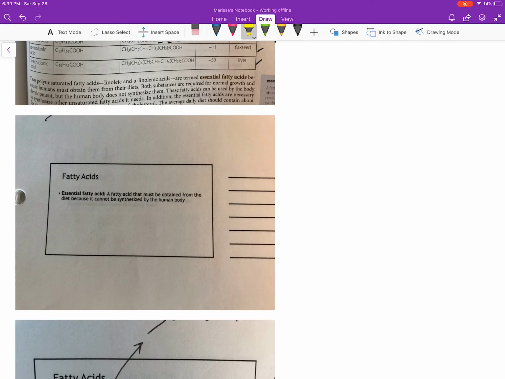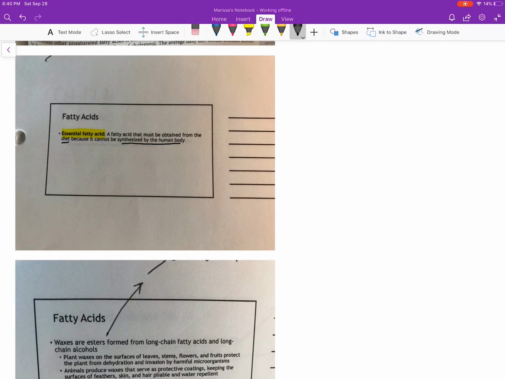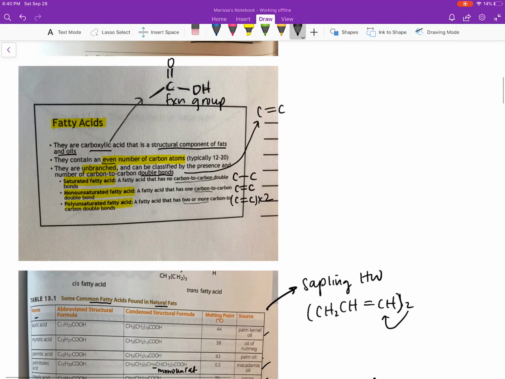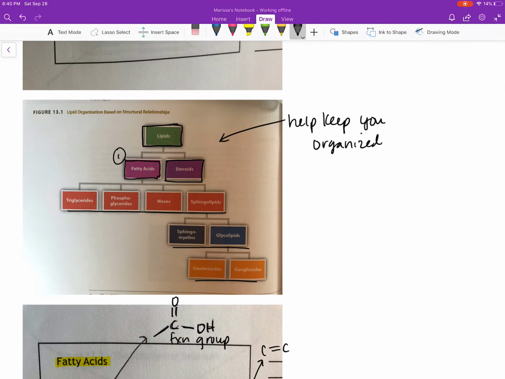All right, so essential fatty acids. These are fatty acids that we must obtain from our diet because they cannot be synthesized by the human body. Okay, so we have a lot of things that are essential in that same sense, but that's what it is to be an essential fatty acid. All right, so the next thing that we're going to talk about are our waxes. Excuse me. So if we go back up, we're going to talk a little bit about waxes.